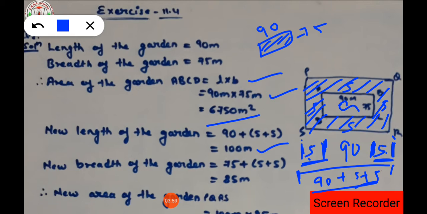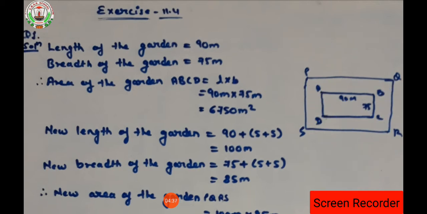Understood? Now what will the breadth of the garden including the road be? The breadth we are having is 75. The breadth of the road everywhere is 5, so 75 plus 5 plus 5 will be 85. Clear why it is 85? The breadth of the garden including the road is 85 meter.